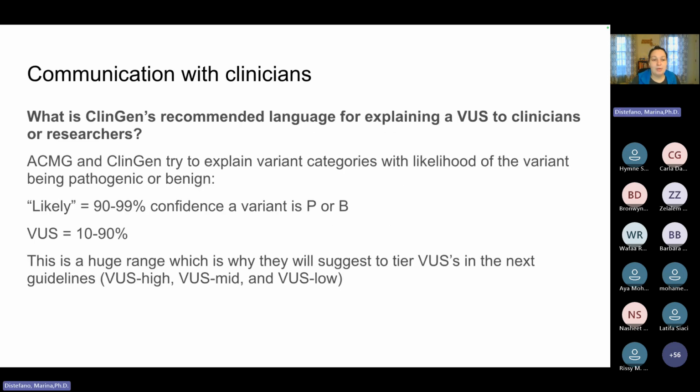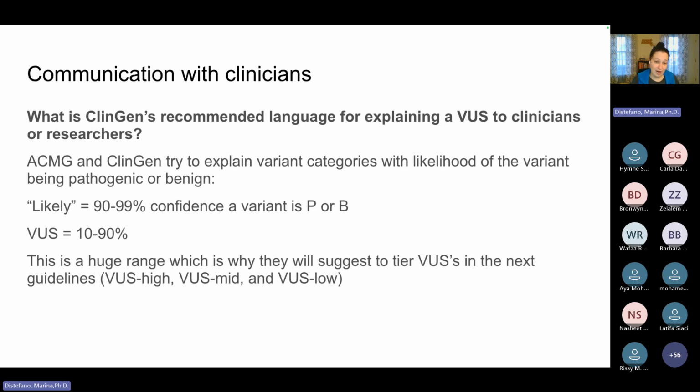Okay, so then we had some questions about communication with clinicians. What's ClinGen's recommended language for explaining a VUS to clinicians or researchers? This is a great question. Everyone's always like, ugh, what is it, it's a VUS? Is it really benign? Is it really likely pathogenic? What do you think? And there is a big range here.